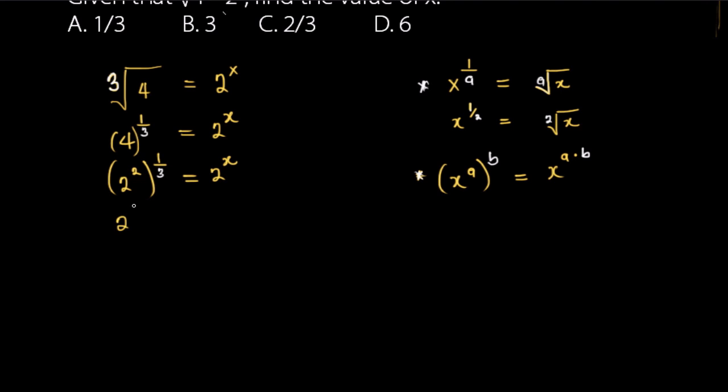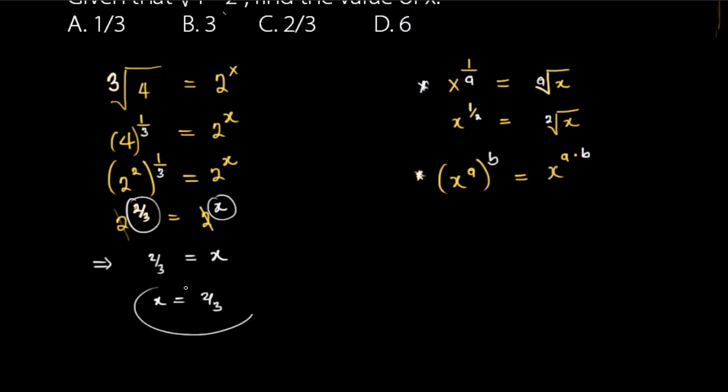So this is just 2 to the power 2 times 1 all over 3, that is 2 all over 3, equals 2 to the power x. So you have 2 to the power 2 all over 3 equals 2 to the power x. Without mincing words, we can neglect the base and infer that the power here must equal the power on the right hand side. This implies that 2 all over 3 must be equal to x, or x equals 2 all over 3. So this is our final answer.